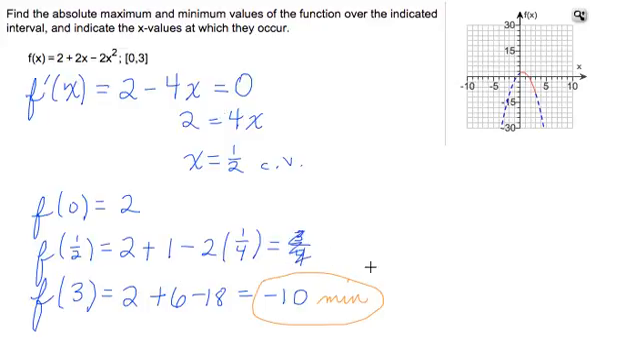Let's try this again. 2 plus 1 is 3. Minus 2 times 1/4 is 1/2. There we go. That's 3 minus 1/2 is 2 1/2, or 2.5. That makes more sense. And it does look like the peak is a little bit above or past x equals 0. So that's actually our maximum.